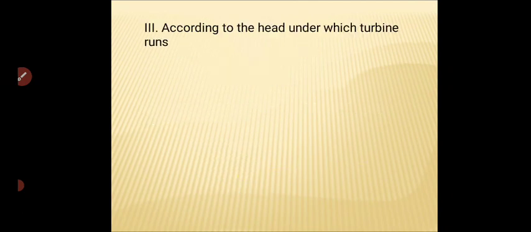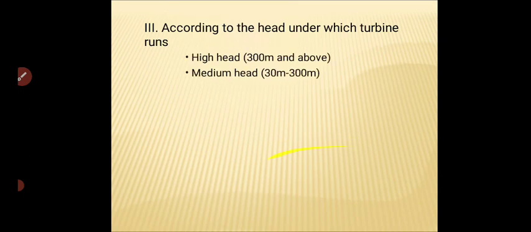Now third classification of the turbine is according to the head under which turbine runs. There are again three types, high head, medium head, low head. High head is above 300 meter, medium head is in between 30 meter to 300 meter, low head is 15 meter to 30 meter. The example of high head turbine is Pelton wheel. The example of medium head turbine is modern Francis turbine. The examples of low head turbine are propeller turbine and Kaplan turbine.